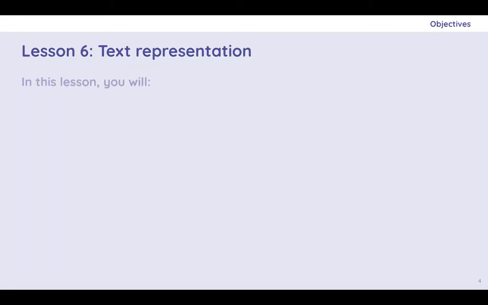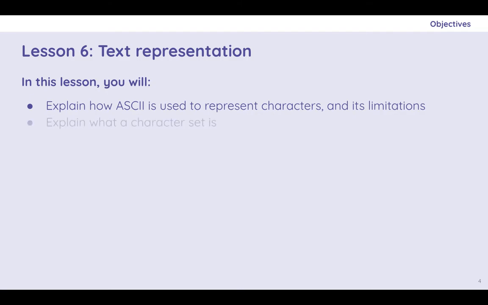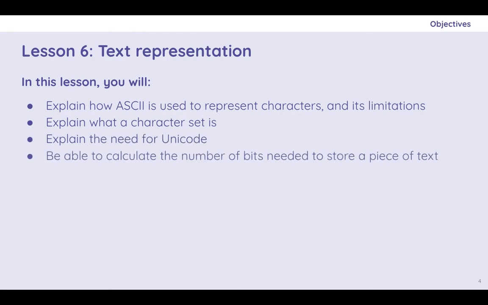Today we're going to be talking about ASCII and the limits of ASCII. Explain what a character set is. This is a concept that you need to be really happy with. What do we mean by a character set? And the need for Unicode. ASCII and Unicode are the two schemes we're going to be looking at, and calculating the number of bits needed to store a piece of text using ASCII or some particular scheme. This is where the number stuff is really going to be required.